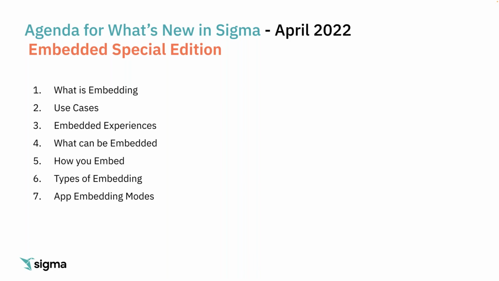First, we'll cover what is embedding, and walk through some practical use cases. Then embedding experiences, whether it's a curated experience, the ability to drill down and explore, or the ability to embed most of the Sigma application and how you throttle that. We'll go over what that looks like, what can be embedded: visualizations, dashboards, entire workbooks with multiple pages. Then we'll dive into the mechanics of embedding, like the different types of embedding, the different embedding modes, and how you embed.